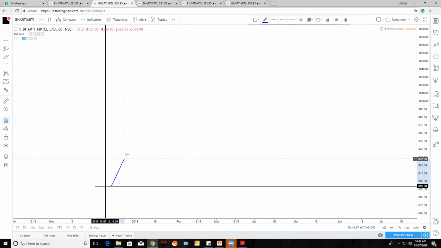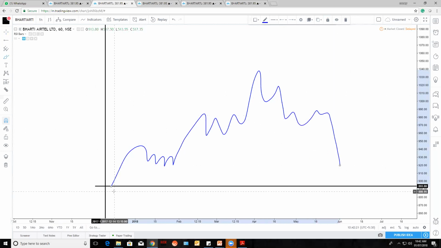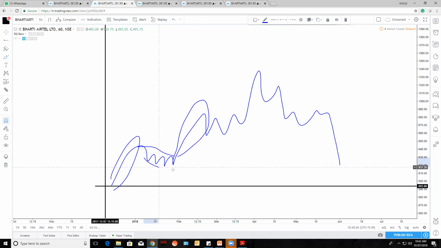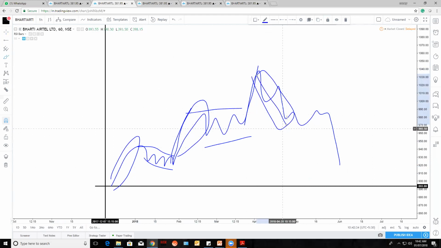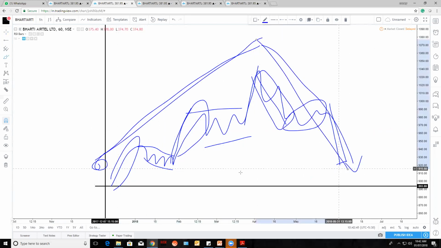Let's take it as moving in one direction. Here it makes a correction, after that one impulse, one correction, one more impulse, correction. These moves are impulse waves followed by a correction. Sorry, it's an impulse, it's a correction, and it's an impulse. Totally, from here to here it's an impulse, and this is a correction.